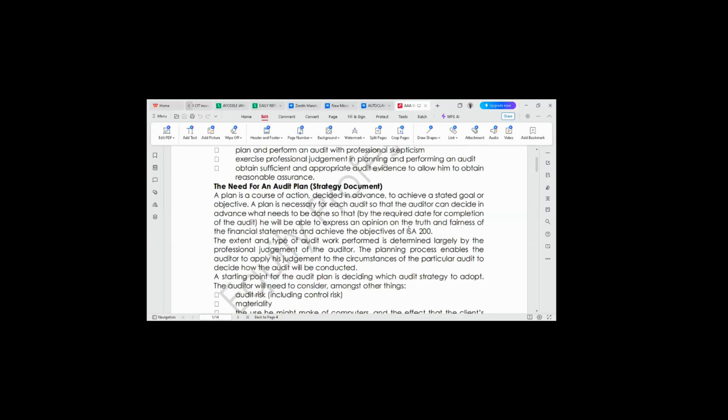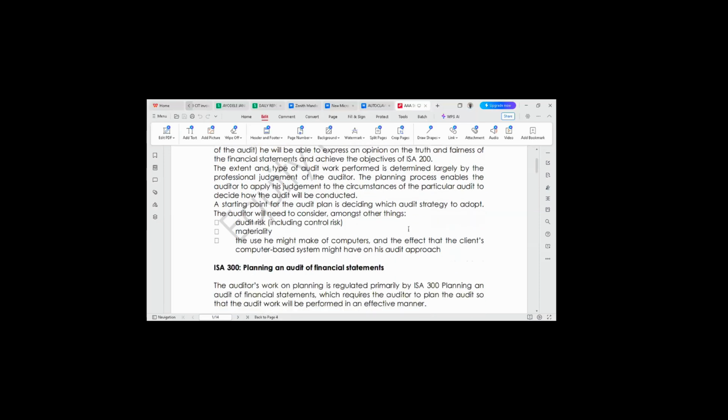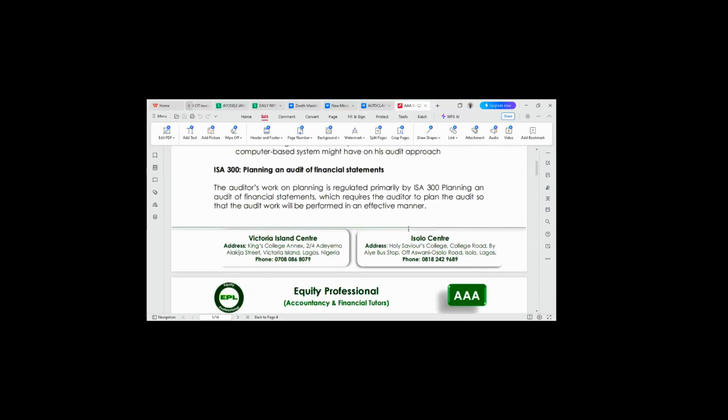Now, while the auditor is trying to develop his audit plan, he needs to consider these three areas. One, audit risk. Two, materiality. Three, the use he might make of computers. What that means is: is the client operating in a computer-based environment or operating manually? Okay, so let's look at them one after the other.